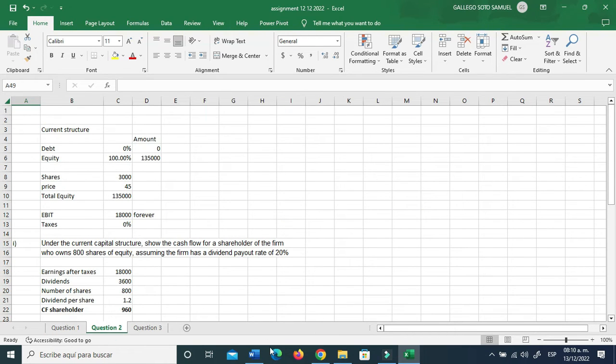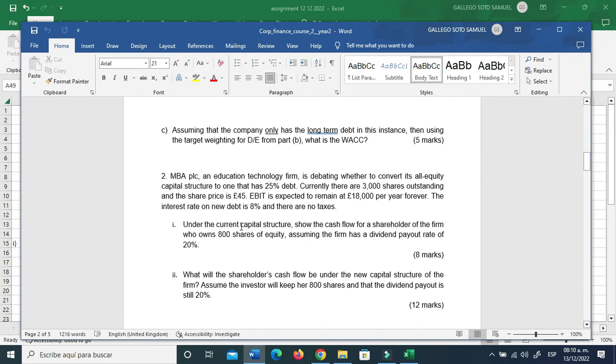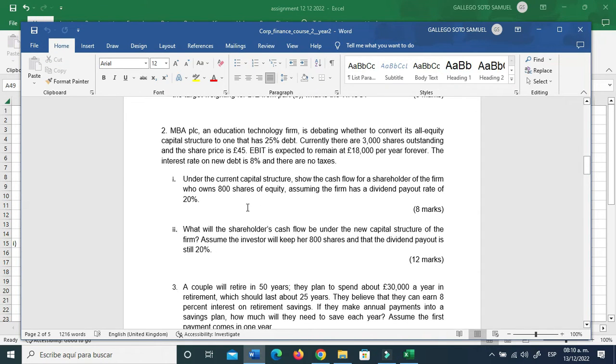Let's go to question 2. All right, now we have this company, and they're exploring the option of being 25% financed with debt instead of 100% equity. So for that, the current number of shares outstanding is 33,000, and the price is £45. The earnings before interest and taxes is expected to remain at £18,000 per year forever. The interest rate of the new debt is going to be 8%. And there are no taxes.